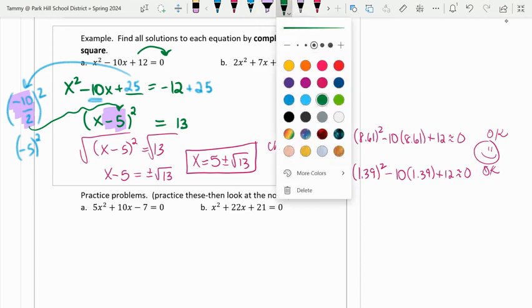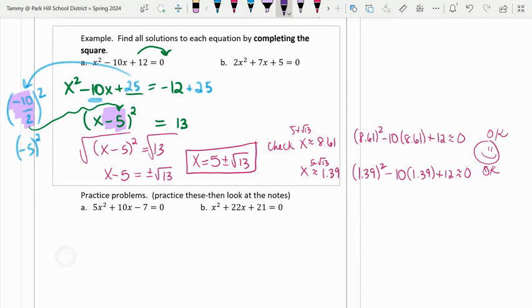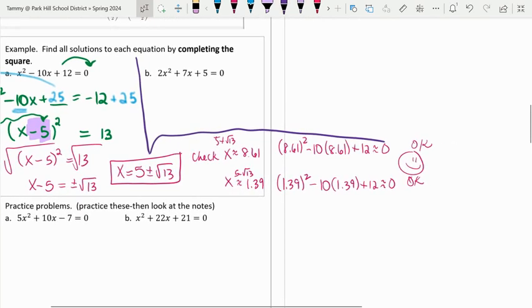All right, let's try this next one here. It's got a leading coefficient this time of 2, so that one's going to take a little bit more work. Let's see what we have to do. First thing you want to do is divide everything by this 2. So that's going to give me x squared plus 7 over 2 x plus 5 over 2 equals 0.